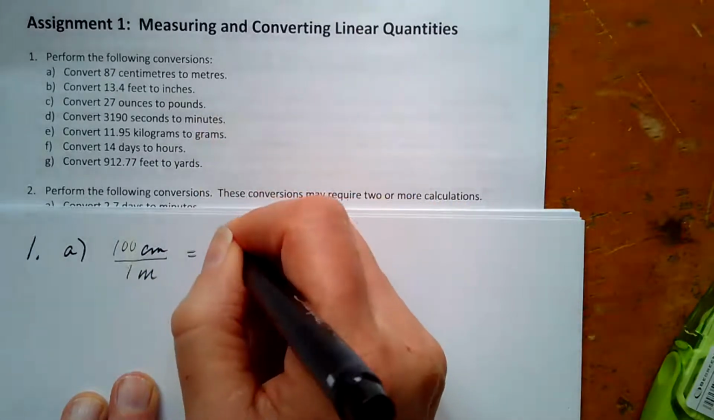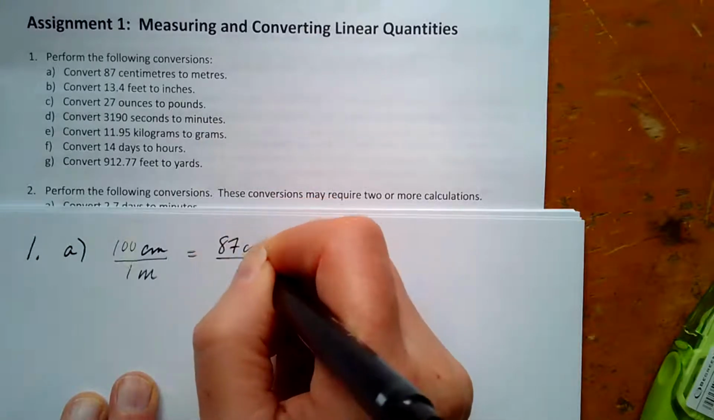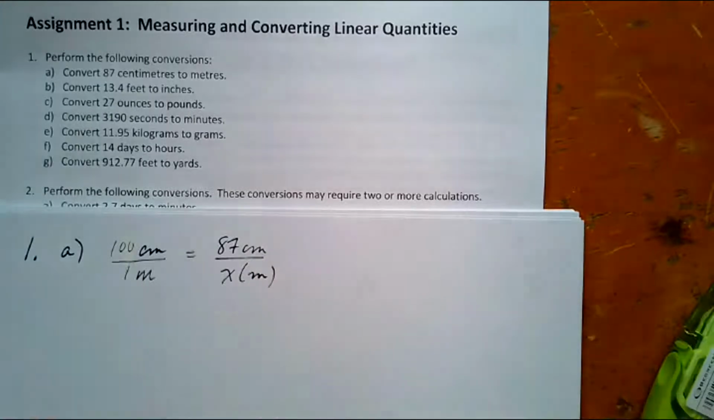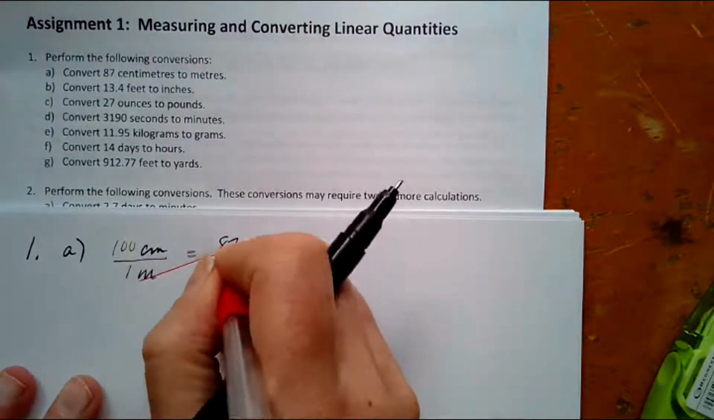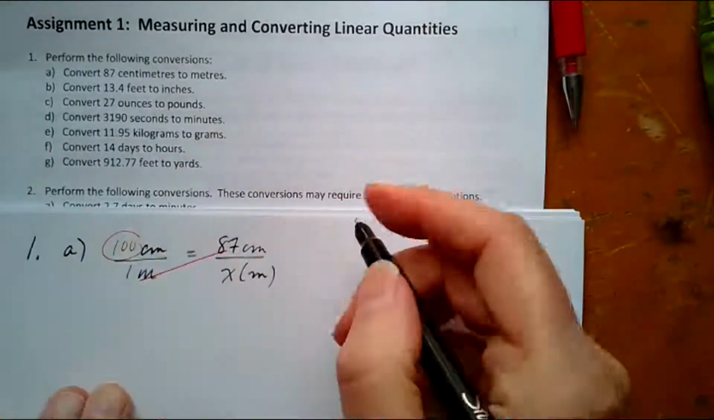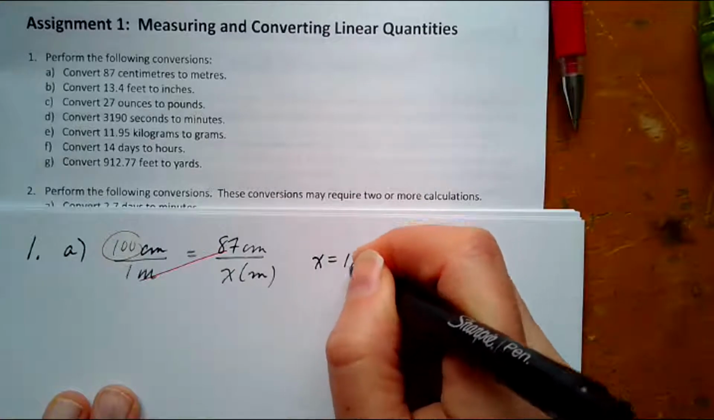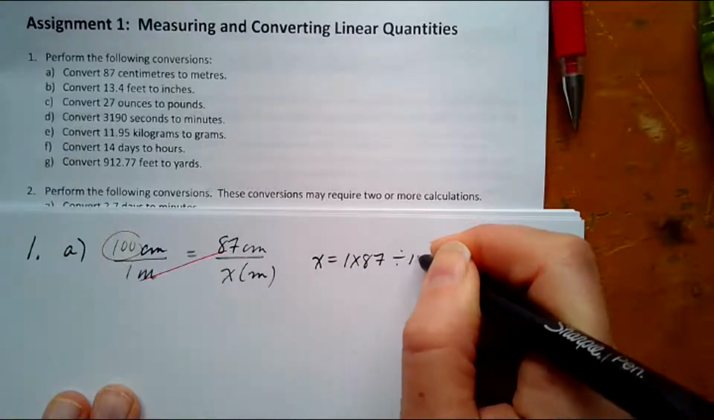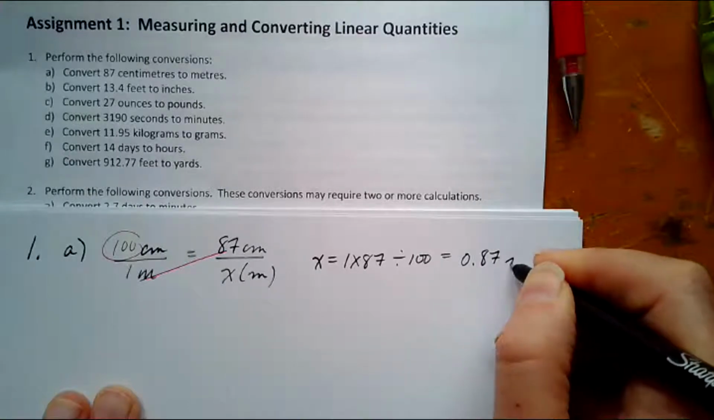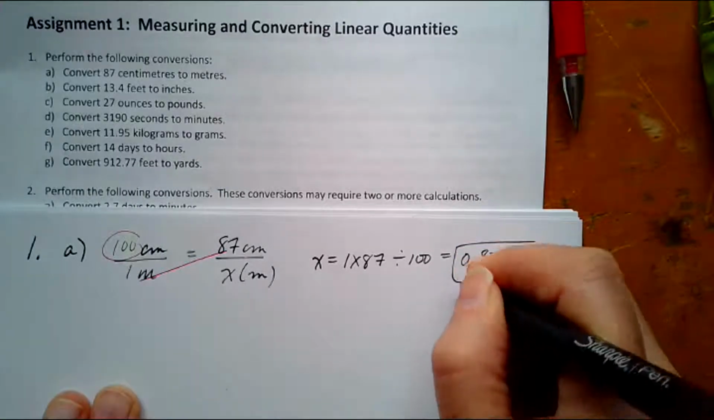They want me to convert 87 centimeters, and the unknown is this number of meters. So you can clearly see I'm going to use the same method I always do. Multiply by the diagonal, divide out the leftover guy, the guy who doesn't have a diagonal partner. 1 times 87 divided by 100, and that's going to equal 0.87 meters. Okay, so that's my answer.